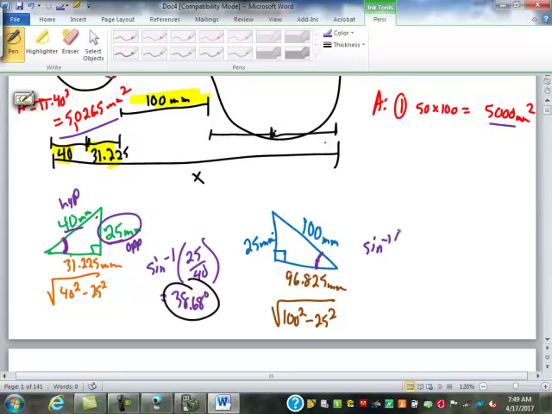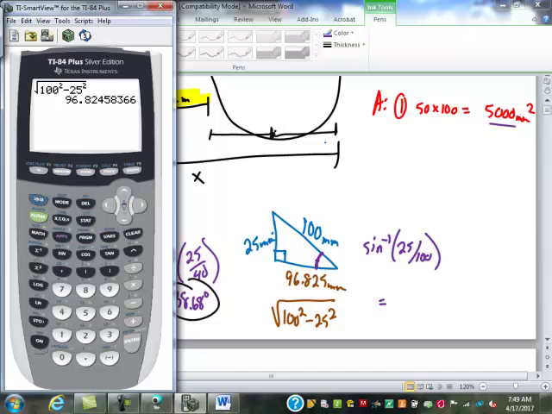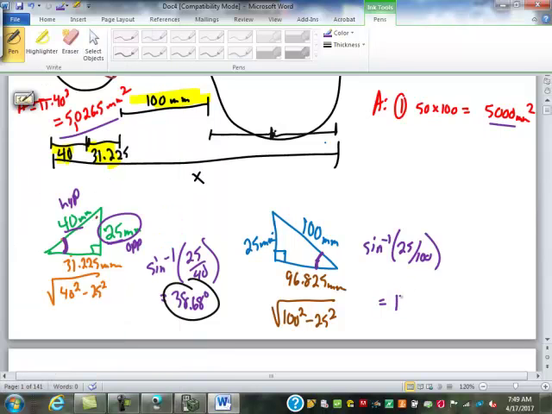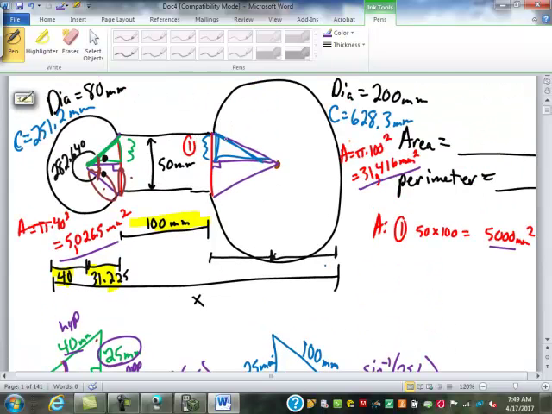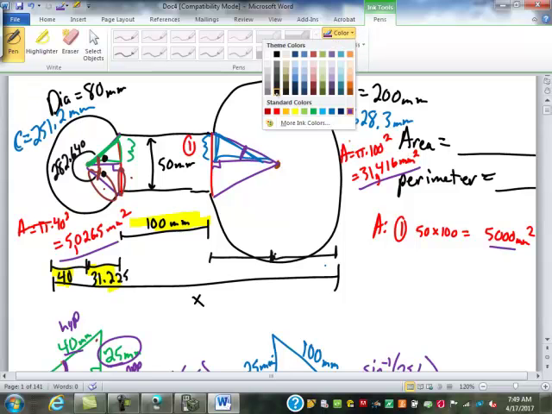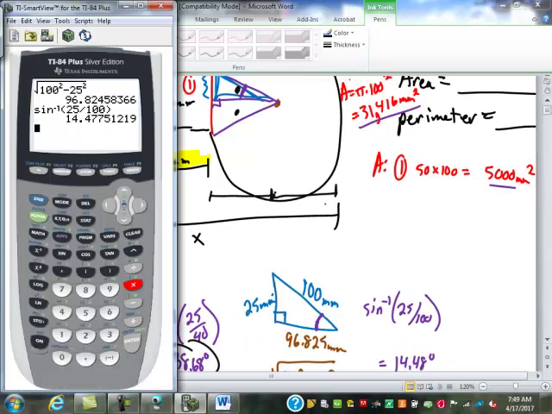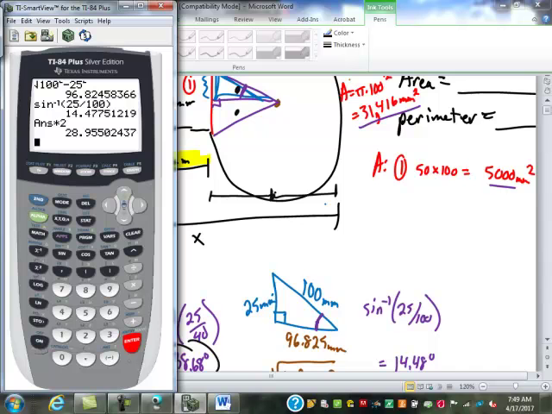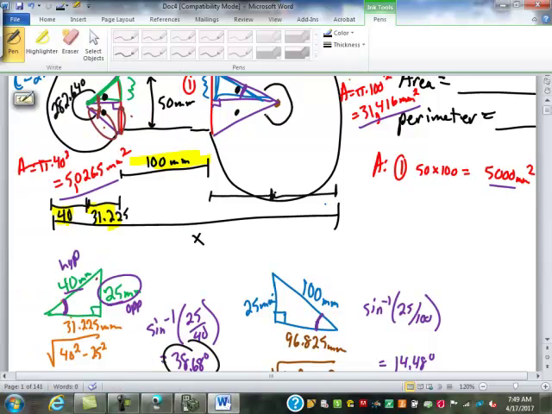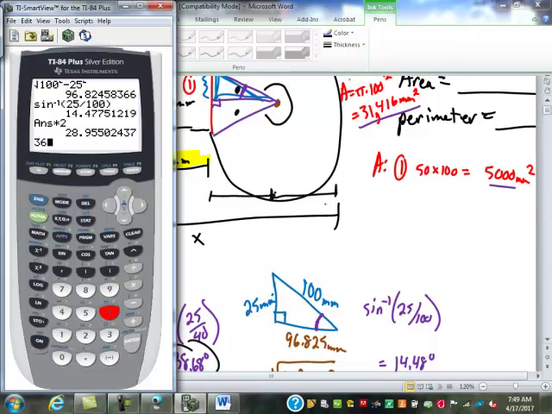Perfect. Inverse sine of 25 over 100. We'll do that angle. 14.48 degrees. Now that being 14.48 here, of course we're going to double that because both of these are 14.48. So times 2 is 28.955. Again, we want this angle, so it's going to be 360 minus that answer.